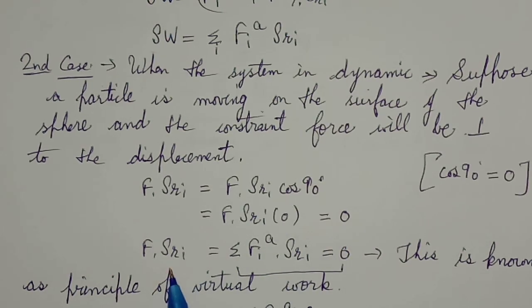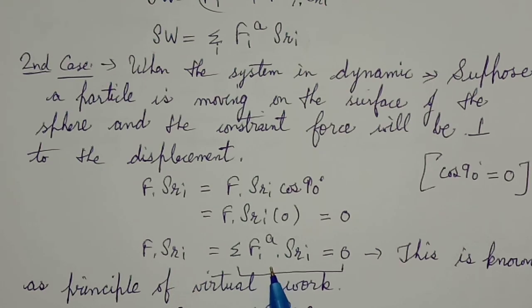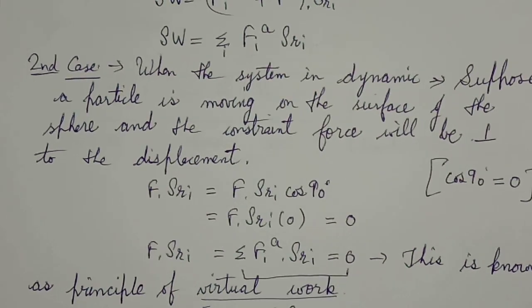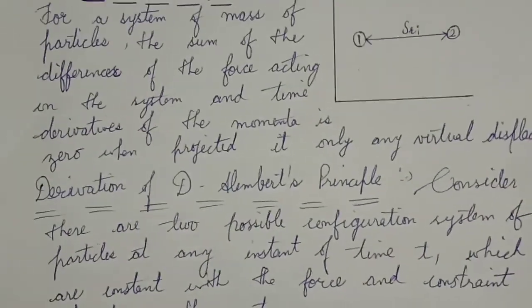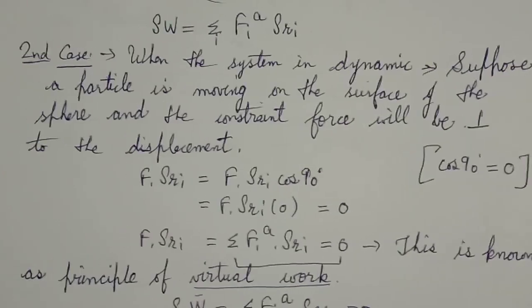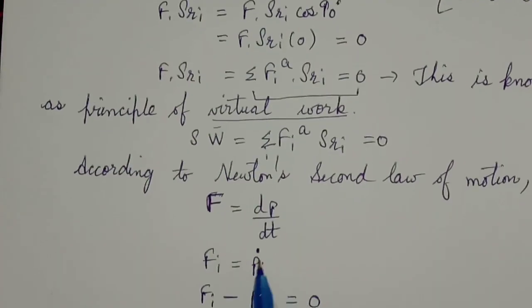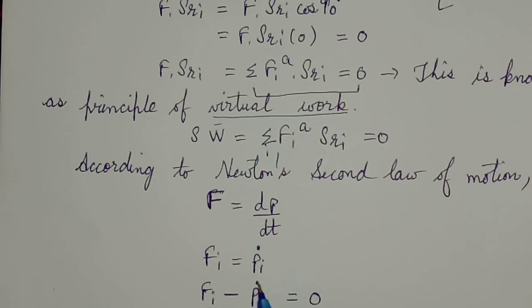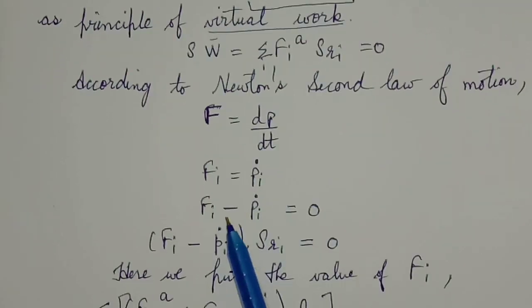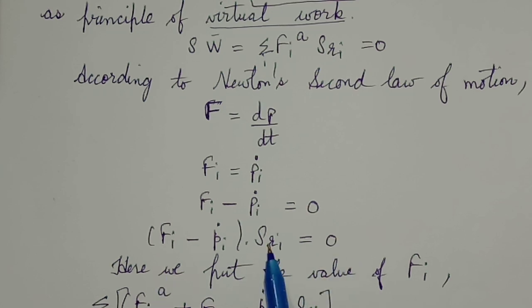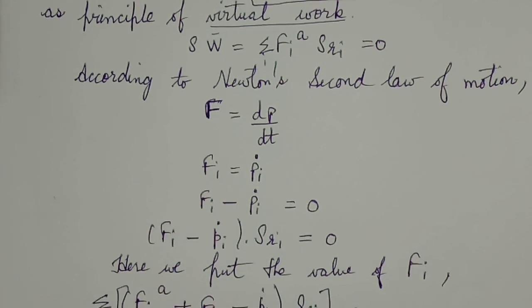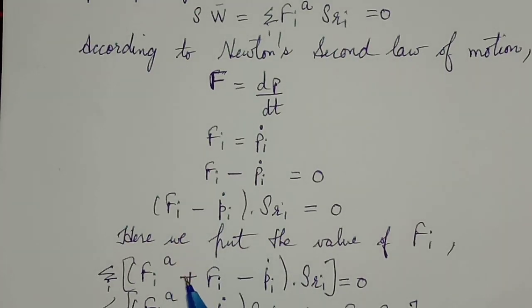Okay, so f_i dot delta r_i is 0, and summation F_i^a dot delta r_i is equal to 0. This is known as virtual work. Then we apply Newton's second law of motion, which is change in momentum. So we can write change in momentum like this: F_i minus p_i dot is equal to 0. Now multiply with delta r_i. So put the value of F_i here, which is applied force and constraint force.